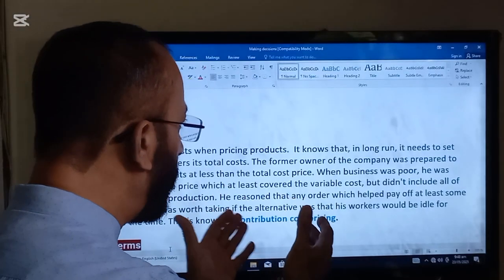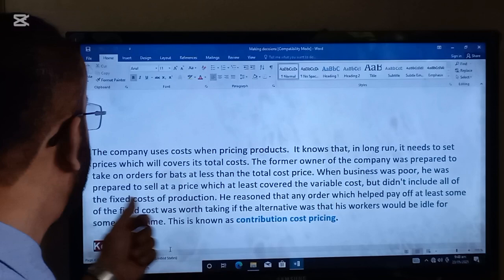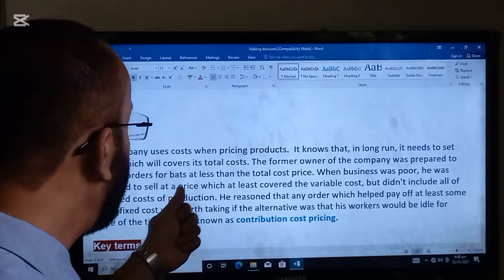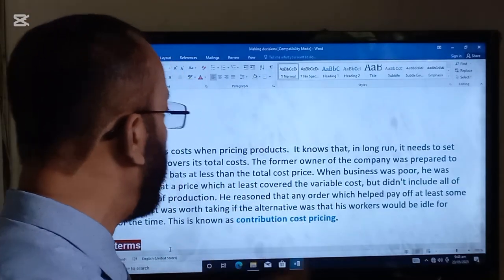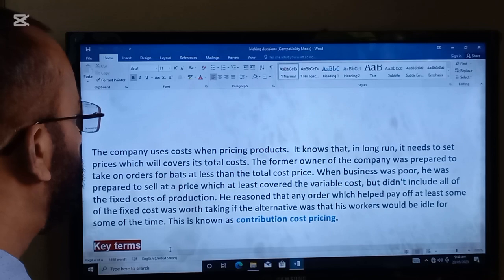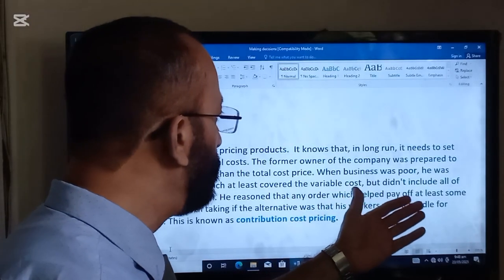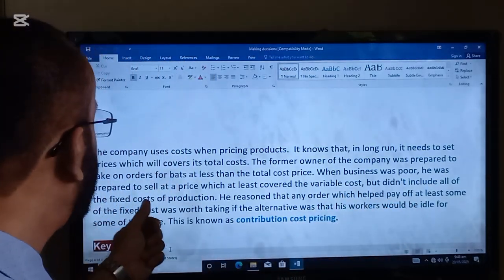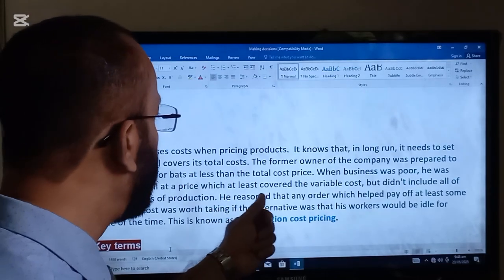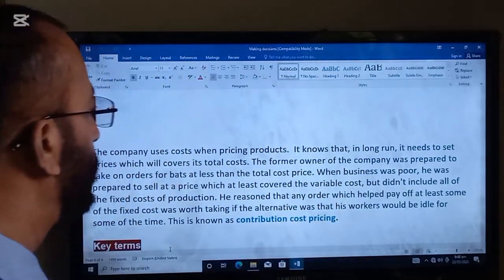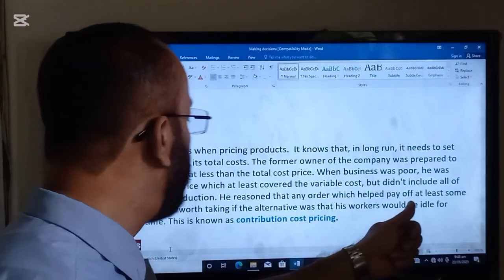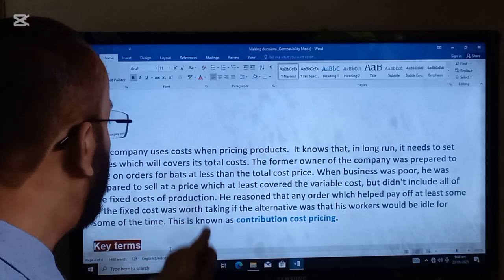The former owner of the company was prepared to take on orders for bats at less than the total cost price. When business was poor, he was prepared to sell at a price which at least covered the variable cost, but did not include all of the fixed cost of the production.